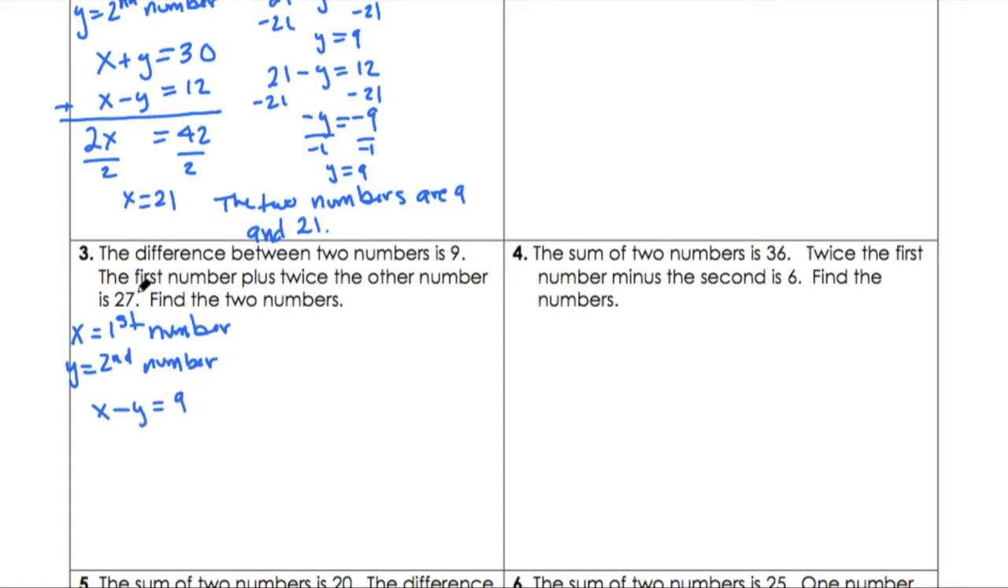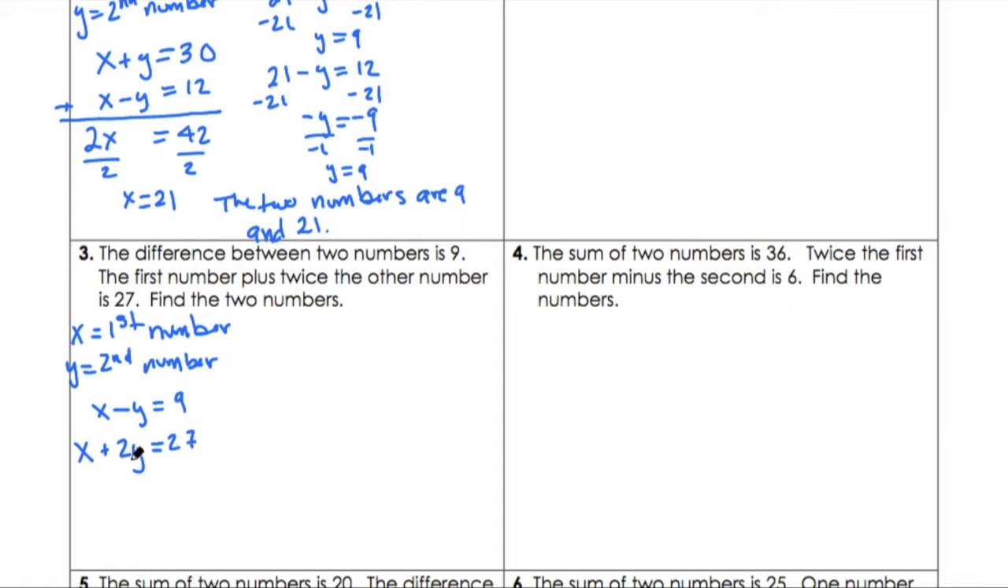Well, let's continue. The first number plus twice the other number is 27. That reads just like a mathematical sentence, a mathematical equation. The first number plus twice the other number is 27. Terrific. So now we've got two equations here.